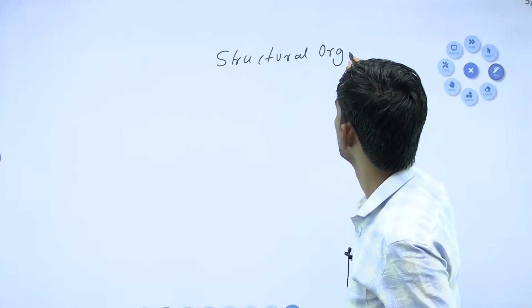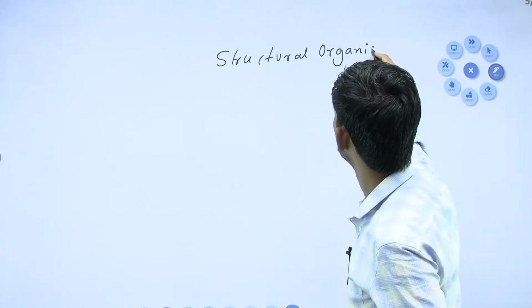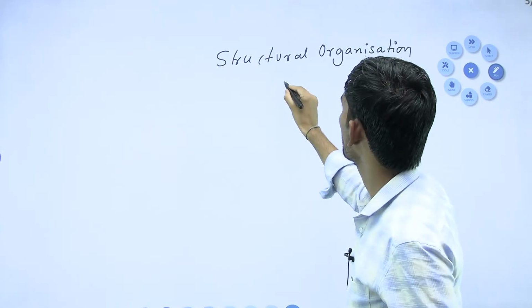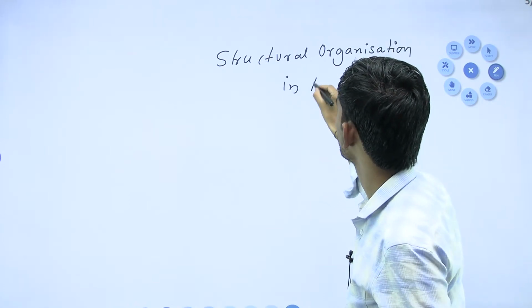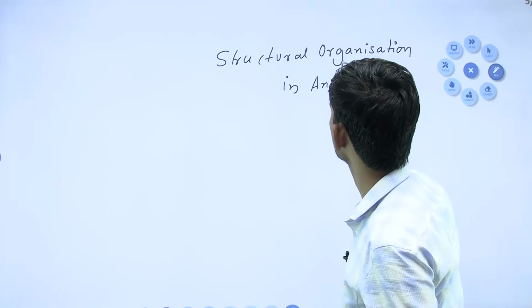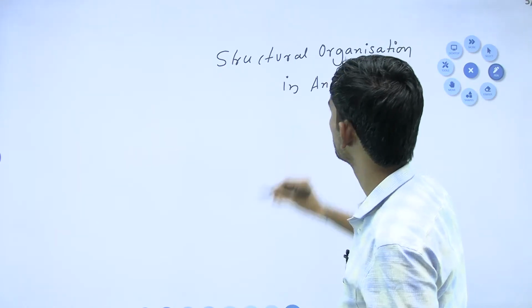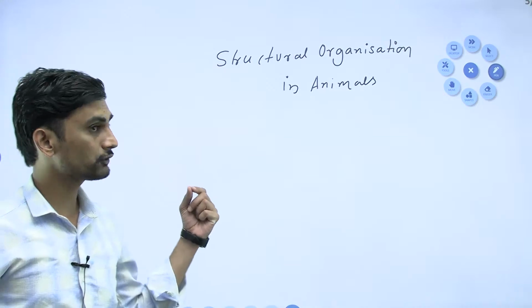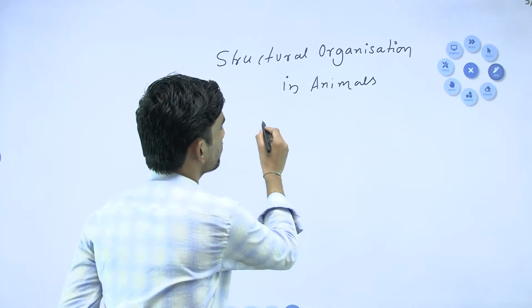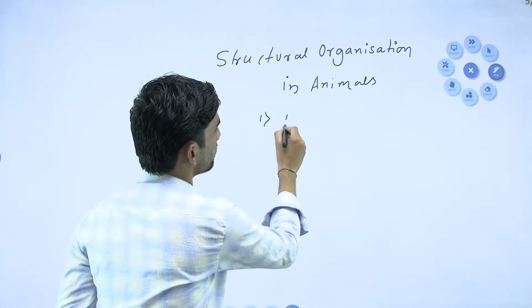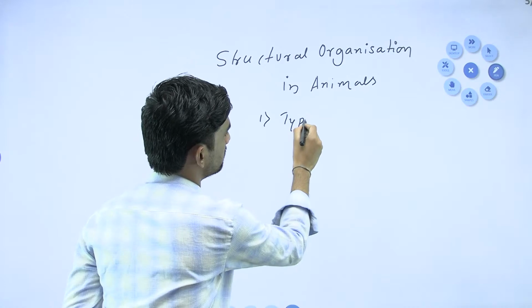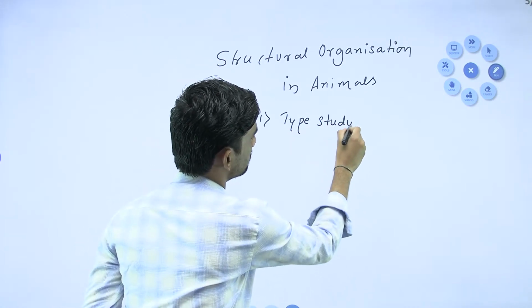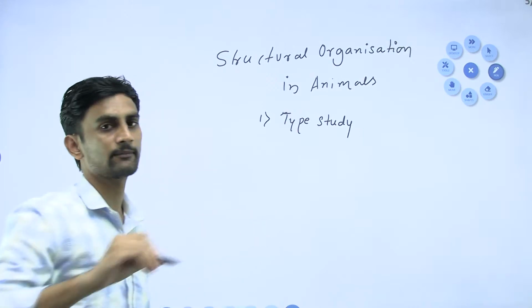Structural organization in animals. So in this, two bits will come mainly. First, number one, is called type study. Type study we can call.